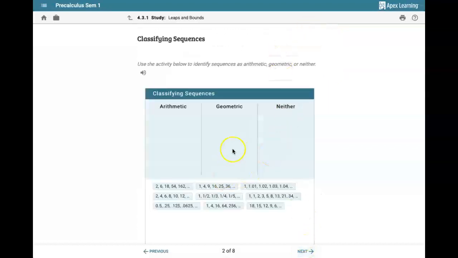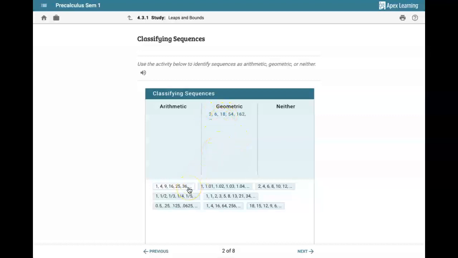Looking at classifying sequences, there are a couple things here. They can either be arithmetic, geometric, or not at all. If you look at this first one, this is a geometric sequence because there is a pattern, and you have to figure out what that pattern is. If I look at it, it's multiply that number by 3. So 2 times 3 is 6, 6 times 3 is 18.